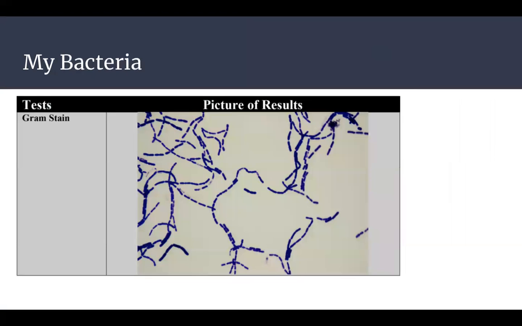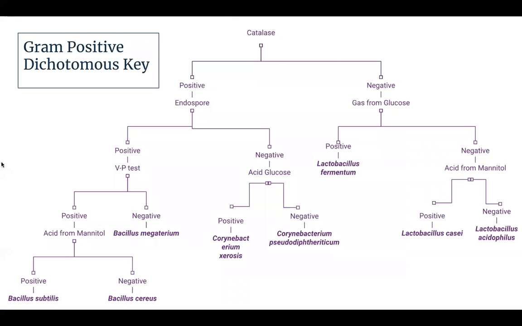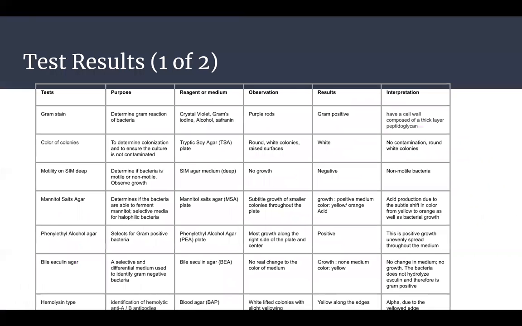So this was my bacteria. Right off the bat, you could tell it's a gram-positive, rod-shaped bacteria. That's how I knew which dichotomous key to use and which test to carry out. This is not the entire dichotomous key. This is just the specific section that helped me narrow down and figure out which bacteria I had. So this here starts off with gram-positive rod-shaped bacteria. So this was where I knew to be looking.